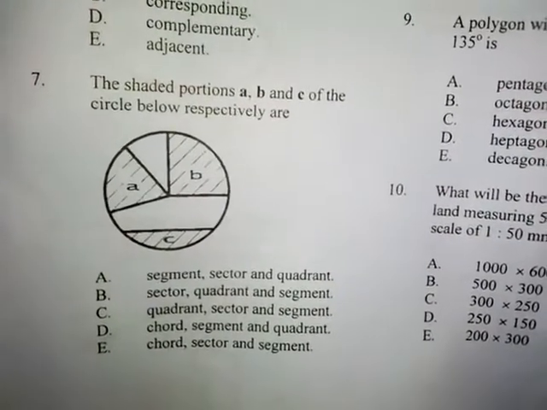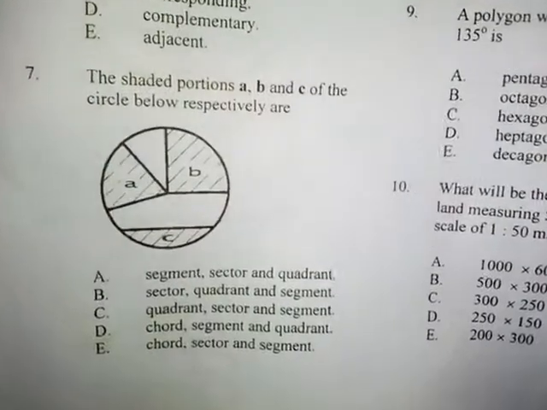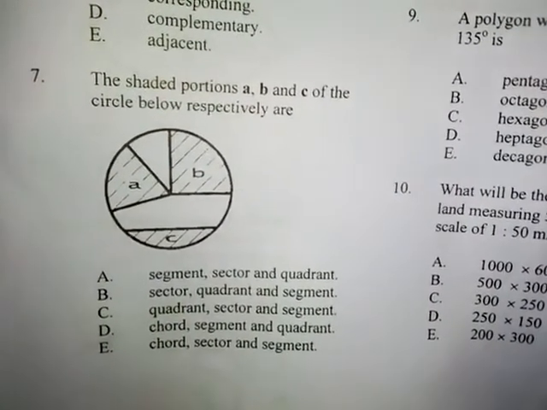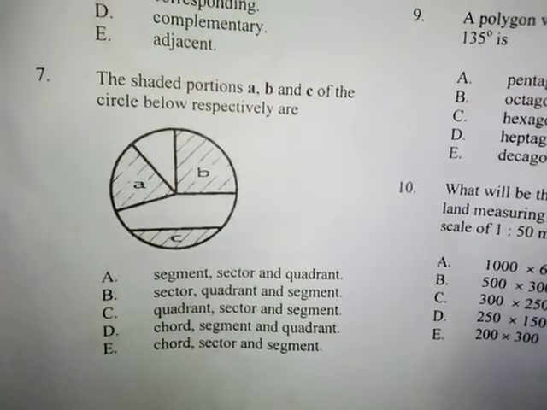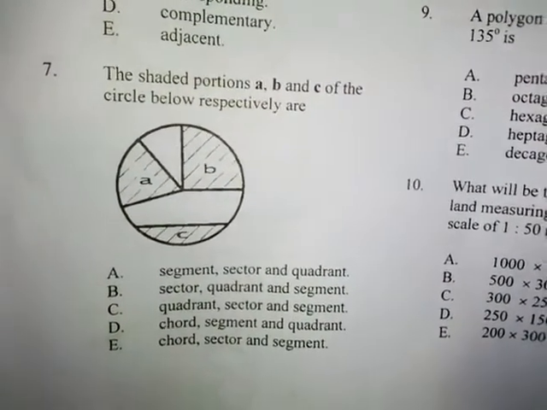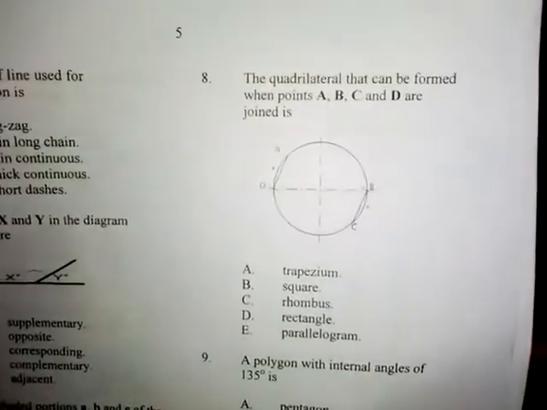You can see that option A is similar to what we have in option B, but the arrangement is very, very important in this case. So A is a sector, B is a quadrant, and C is a segment. Take note of that. Question 8.